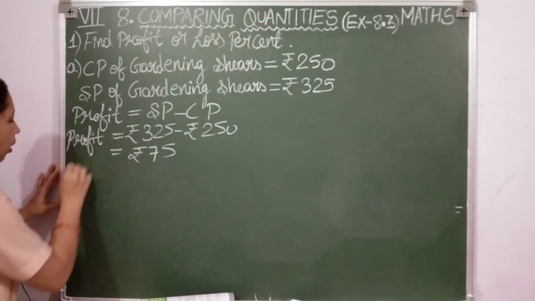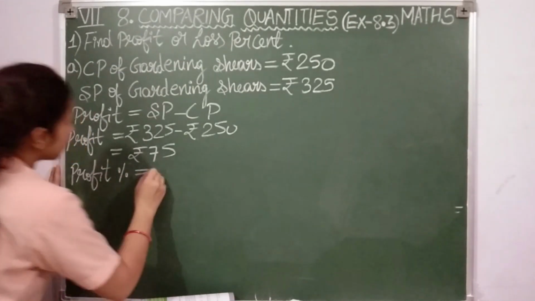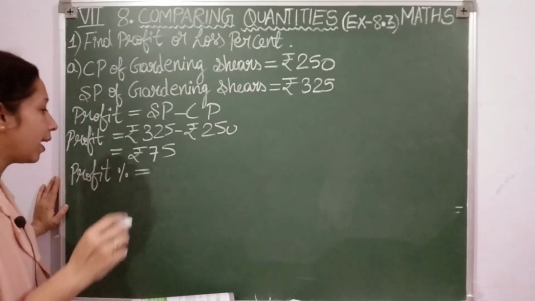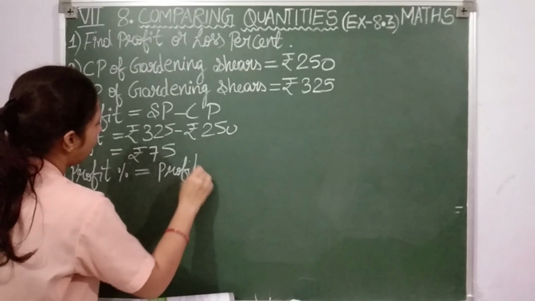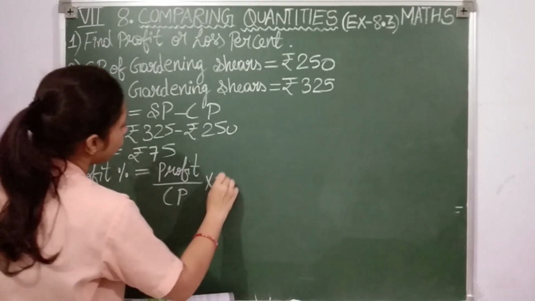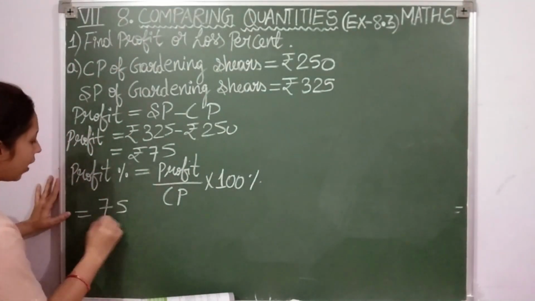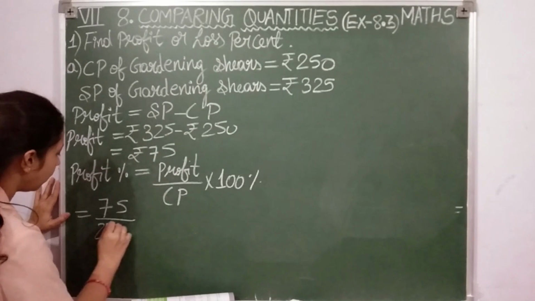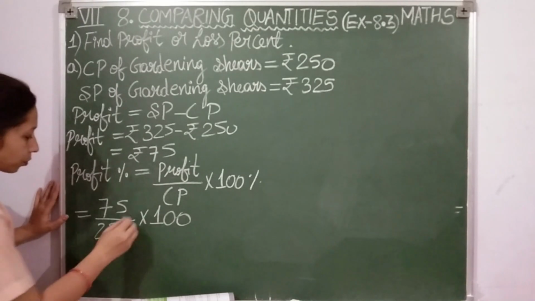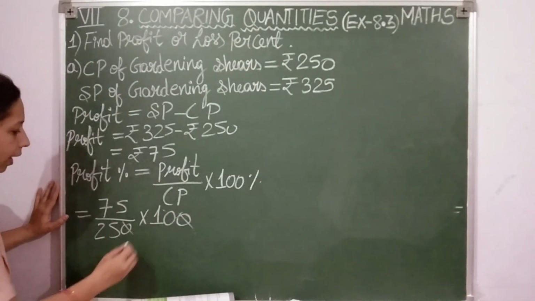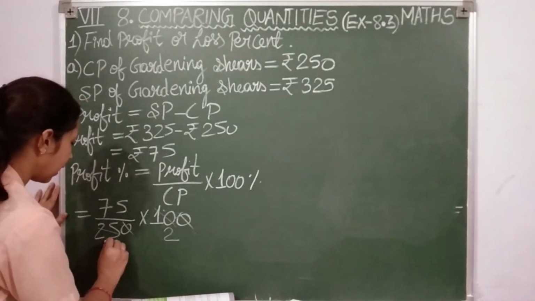Now let us calculate profit percent. Okay, so formula, one more thing, you have to write formula in every question, okay, that is must. So profit upon CP into 100%. Let us write the profit amount 75. Cost price is how much? 250. Fine, into 100%. So students, now 0 0 cancelled. Okay, then 5 2s are 10, 5 5s are 25. Clear?